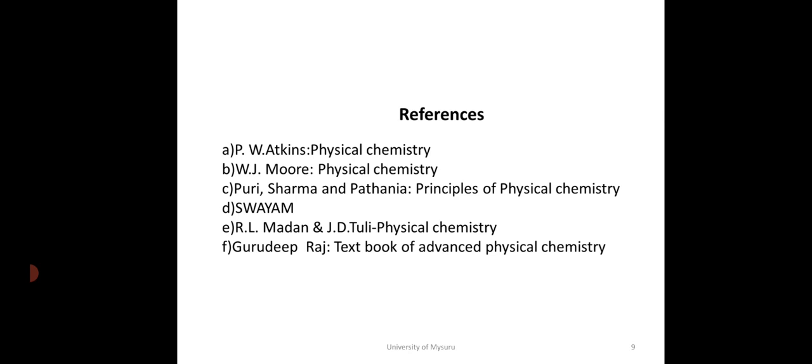If you want to study more about these topics, refer Physical Chemistry by P.W. Atkins, Physical Chemistry by W.J. Moore, Principles of Physical Chemistry by Puri, Sharma and Pathania, Physical Chemistry by R.L. Madan and J.D. Tuli, Textbook of Advanced Physical Chemistry by Gurudeep Raj.